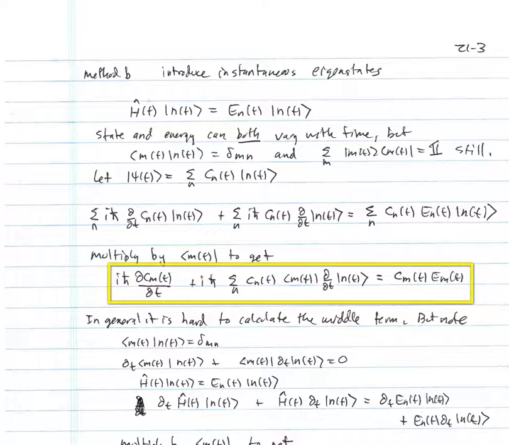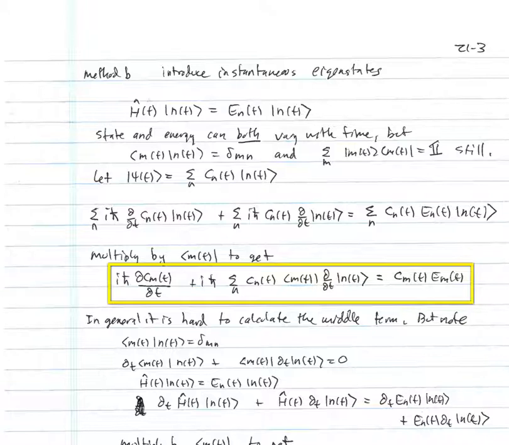And when we do that, indeed the first term is going to isolate just like it always does. I'm going to get iħ d/dt of C_m(t). The second term, however, does not. I'm going to have iħ sum over n of C_n(t) ⟨m(t)| d/dt |n(t)⟩. Now you might have thought, well, that's evaluated at the same time. Can't I figure out what that is?